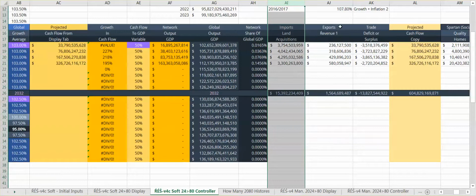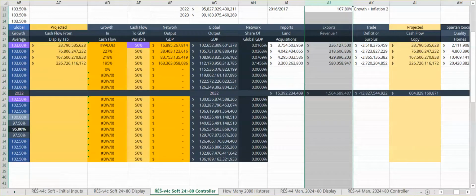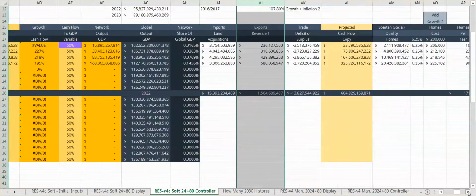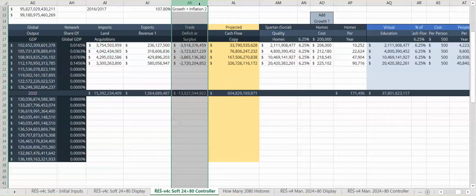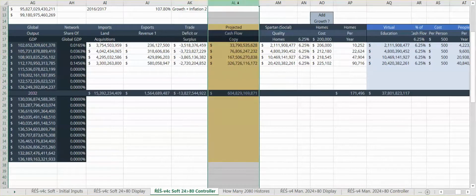In AI, we have imports and acquisitions. In AJ, we have exports, basically the E spillage, and AK gives a sort of growth, sort of trade deficit or surplus. AL, cash flow, copy. We've seen this already.